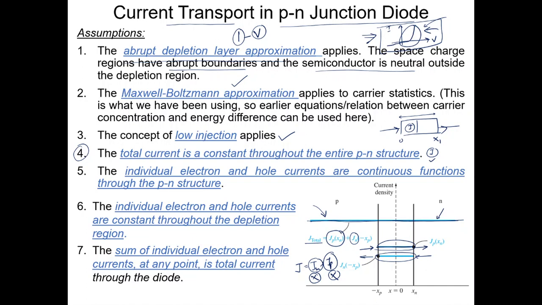Now what could be that point? Let's think about it. If the current is uniform inside the space charge region, we can take any value for these two from minus xp to xn and add. It can be, let's say, the electron current at minus xp and the hole current at plus xn. We take these numbers, find the relations for them, add, and we get the total current.